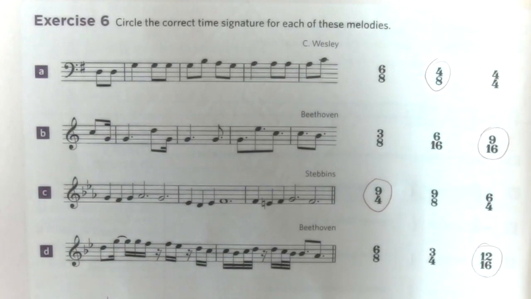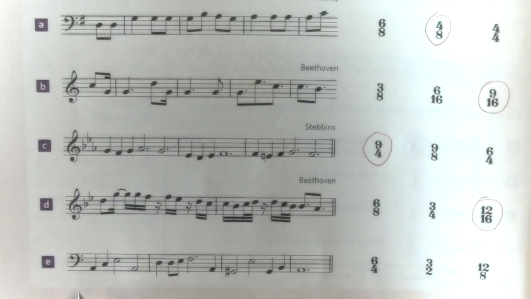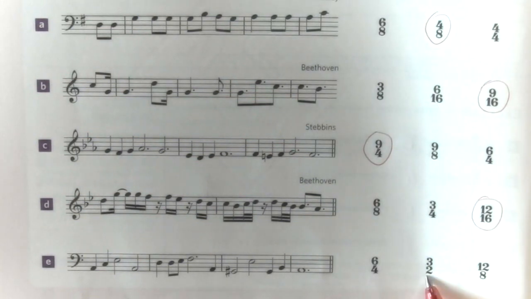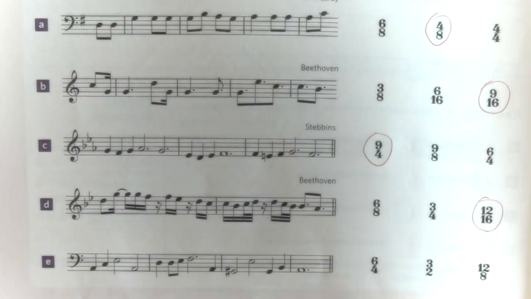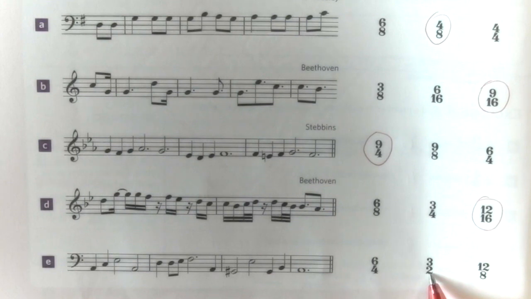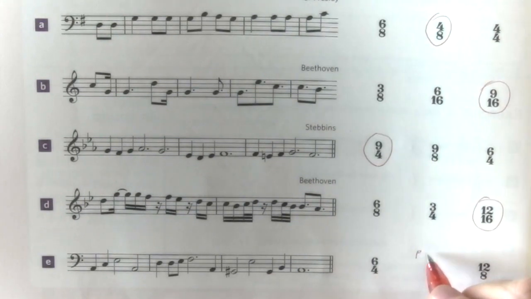So 12/16. Is this a compound time? I don't think so. Look at here. 1, 2, and 3. 1, 2, and 3. 1, 2, and 3. I think that is a simple triple time, but it's in minims, so it's 3/2. It can be 6/4 because the difference between 6/4 and 3/2 is that this is a simple time and this is a compound time. So here, the number of crotchets is the same, but here the counting is done with the minims. So there are 3 minims here.